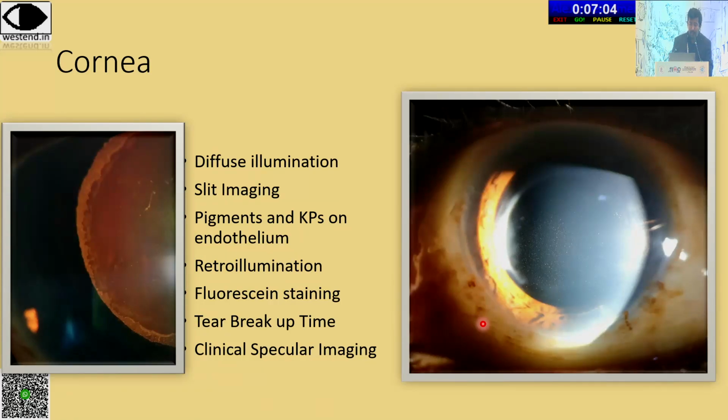In the cornea, you can take diffuse illumination photographs, slit photographs. So slit photographs are a little more difficult. I'll tell you how to take them. You can do photographs of pigments and KPs on endothelium. You can do retro illumination. You can do fluorescein staining. For that, you have to again adjust the brightness and focus.